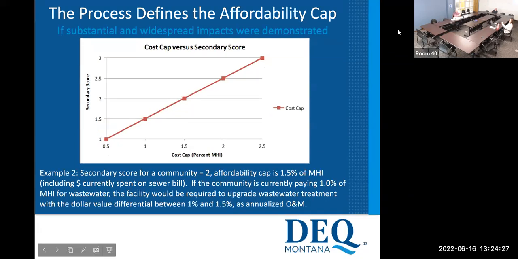Next slide. Now this is a case that's a little bit different. Again, we have a community where the secondary score was 2, again on that vertical axis, and the affordability cap is 1.5% of the median household income, again including the amount they're currently spending on the sewer bill. But if that community is currently paying, for example, 1% of median household income for wastewater, then the facility would be required to upgrade wastewater treatment, with the dollar value differential between 1 and 1.5% annualized as operation and maintenance costs applied to the treatment facility. Under that set of circumstances, the variance would be granted and the work to upgrade that facility would go in place under that variance.